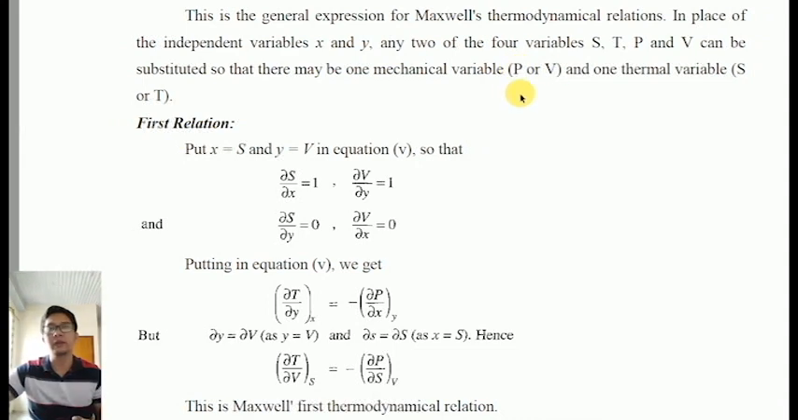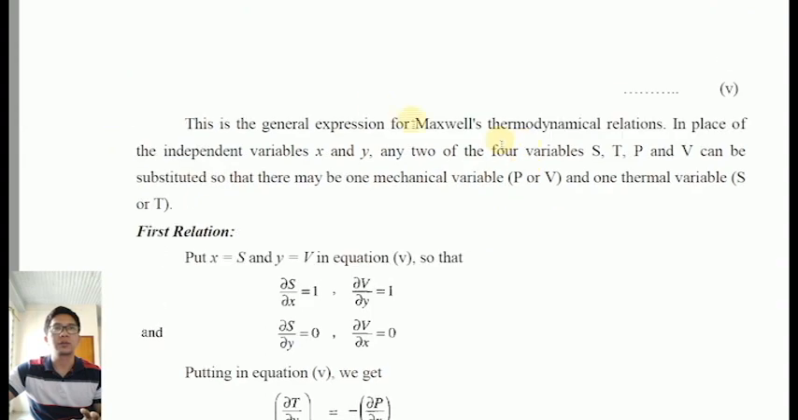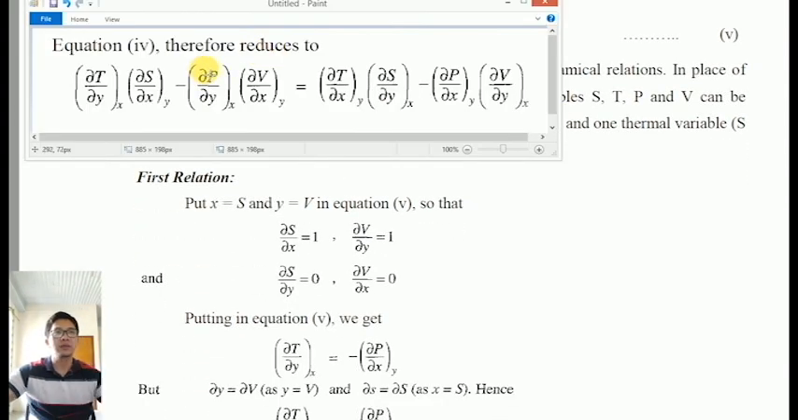We have x and y values in the general equation. I will show here. This is the general equation for Maxwell's thermodynamic relation. Here we have x and y. The x value and y value can be P, V, T or S.